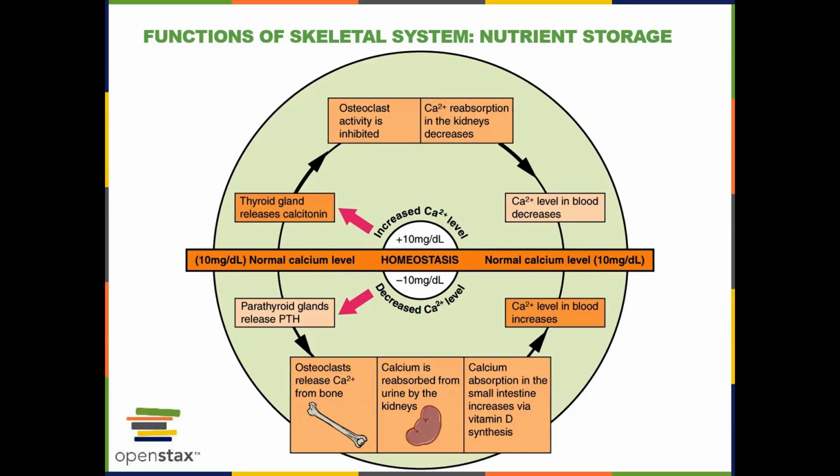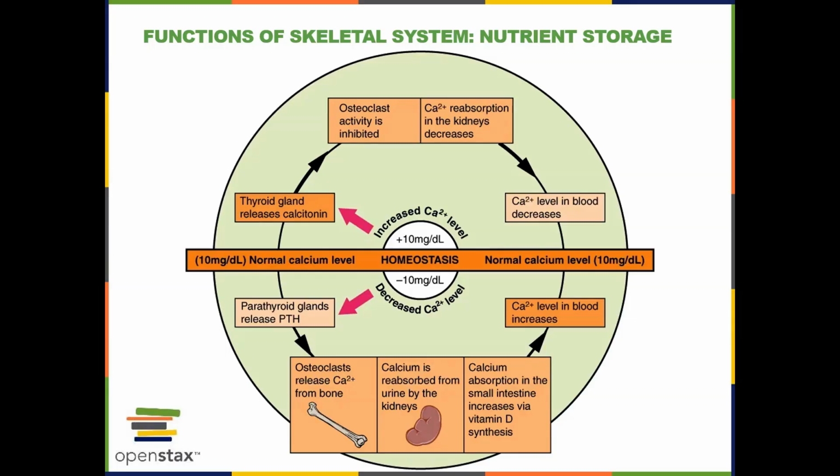Another function of parathyroid hormone is regulating the activity of the kidneys, where parathyroid hormone stimulates calcium reabsorption in the kidneys, that is, bringing the calcium back into the blood so that it's not lost in the urine. And parathyroid hormone also stimulates the activation of vitamin D in the kidneys.